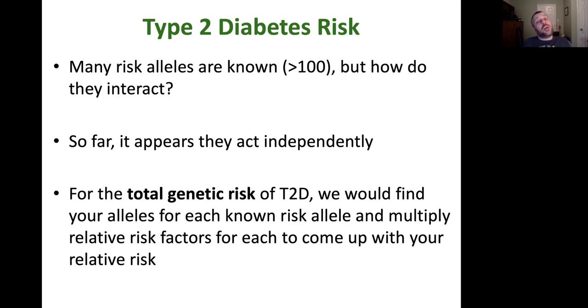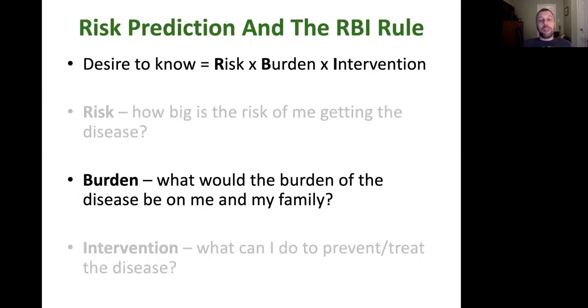Now, genome-wide association studies have actually identified many risk alleles for type 2 diabetes, more than 100. But how do they interact? It appears, although I think it is fair to say that we need more data to say this with a fair degree of certainty, that different alleles act independently. So if you carried more than one allele for type 2 diabetes, they don't act in a compound manner. So that's how you calculate the risk of getting a disease.